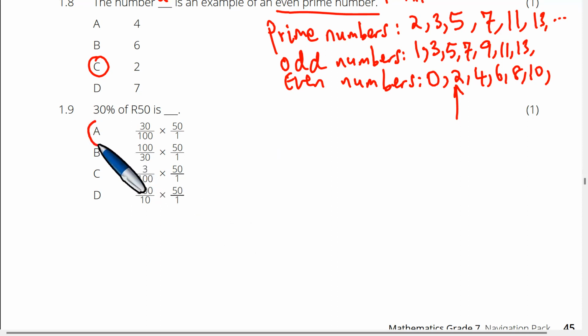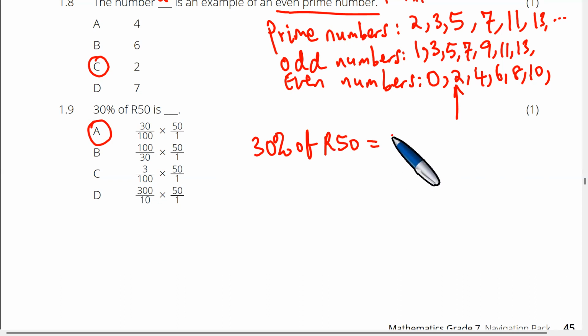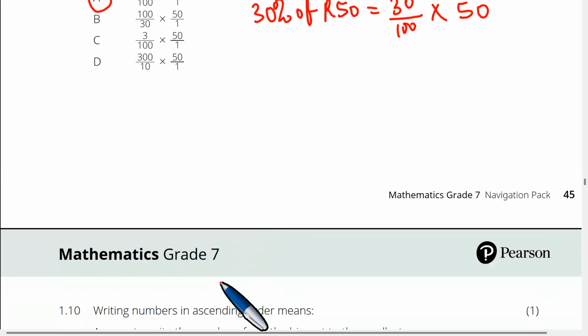Very well done. Because when you speak about 30% of 50, it becomes 30 divided by 100. Percent means per 100. Then you multiply by the 50, like this. If you look at the rest, here they've put 100 on top, here they have put 3 on top, here they've put 300 and divided by 10. So the correct answer is A. Next question.